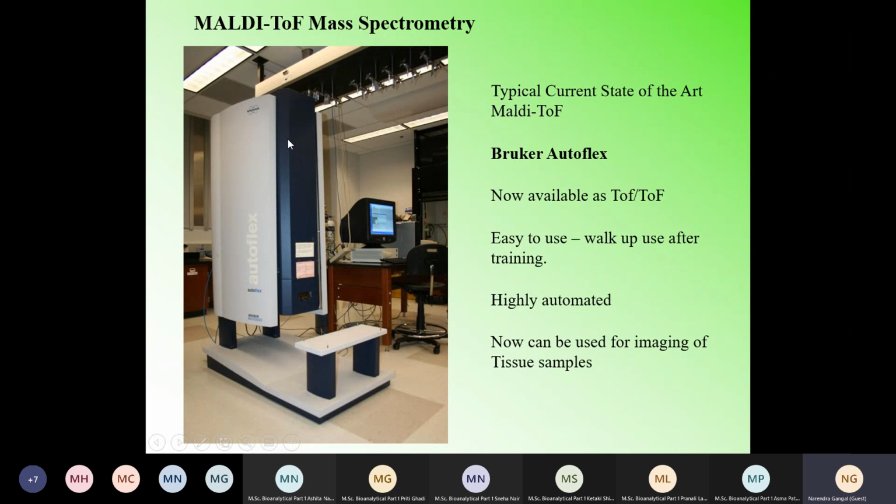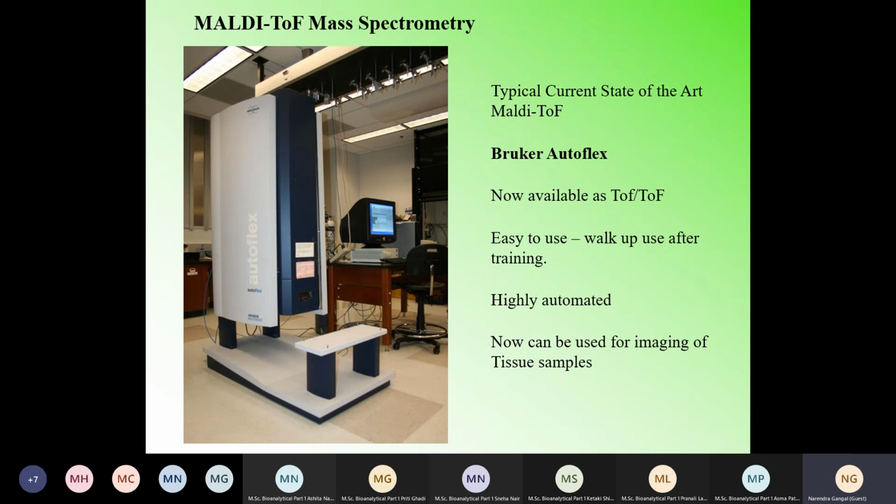You can see the principle is very simple. I have to take the sample, mix it with my matrix, dry it, deposit it on the plate, and then bombard it with a UV laser. When I am bombarding with a UV laser, the UV laser radiation will be absorbed by the matrix. Then there is a supersonic expansion of the matrix. It will take the sample molecules into the evacuated space, where there is a transfer of a proton from the matrix molecule to my compound of interest.